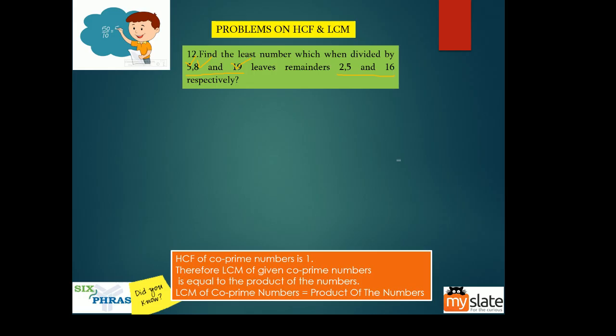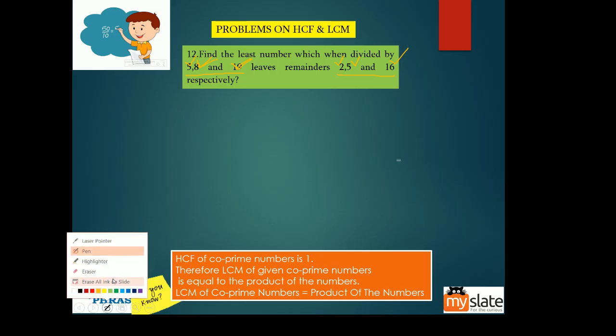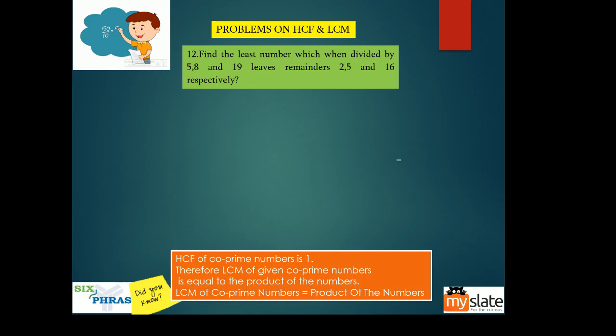But in this problem your remainder is not constant. For 5 your remainder is 2, for 8 your remainder is 5 and for 19 your remainder is 16. So in this case there is a different way of solving the problem. Guys, in all these problems you will always find 5 corresponds to 2, 8 corresponds to 5, 19 corresponds to 16.